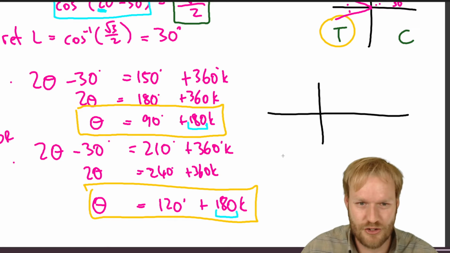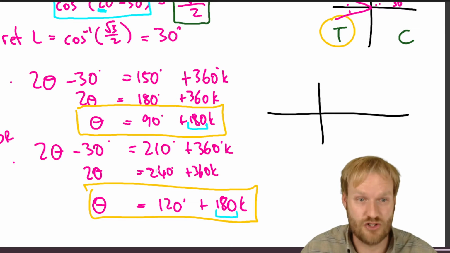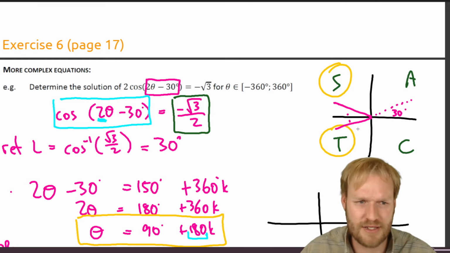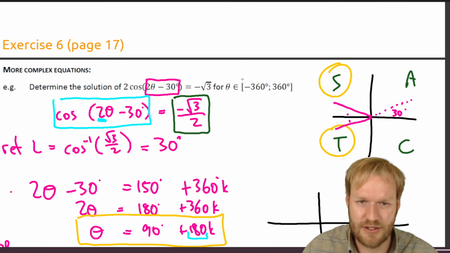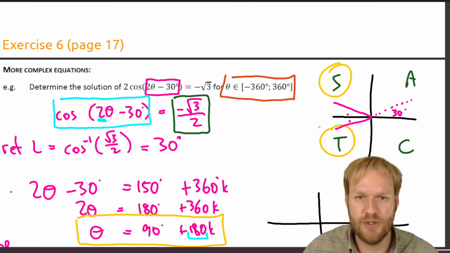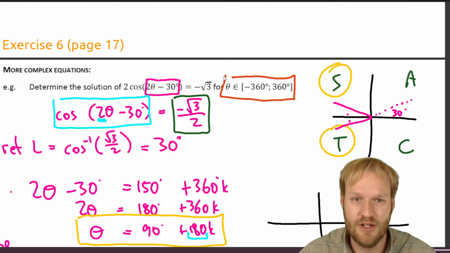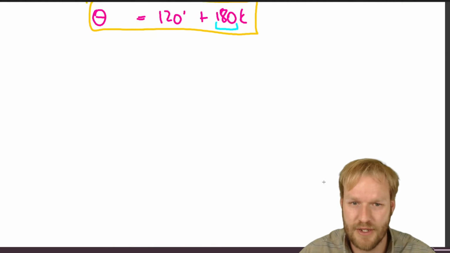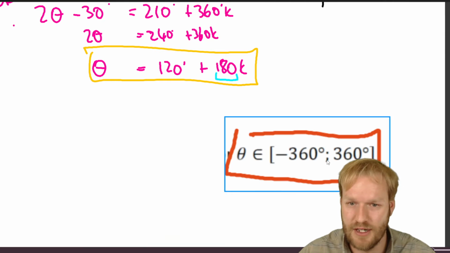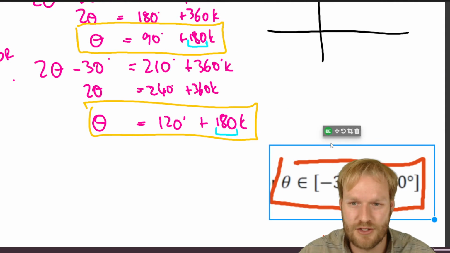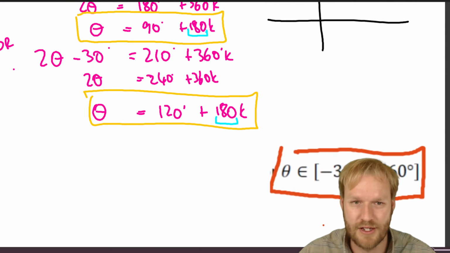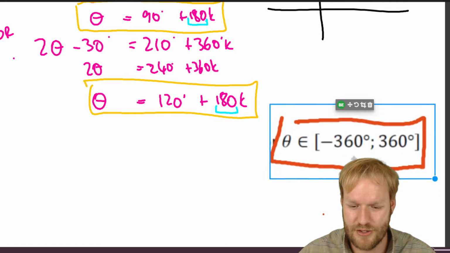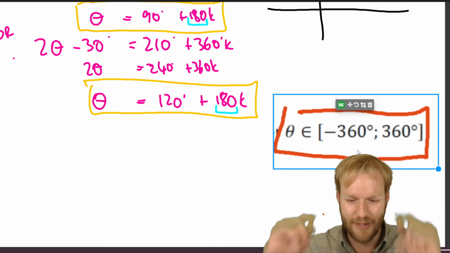So now we've got our two answers in general, our general solution. And it says that we only care about answers where theta is between negative 360 and 360. So I'm going to copy that and have it down here for reference. And so there we should have everything in frame with that just above my head, right?